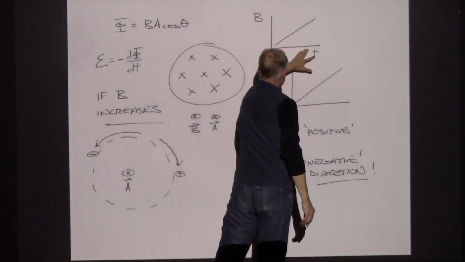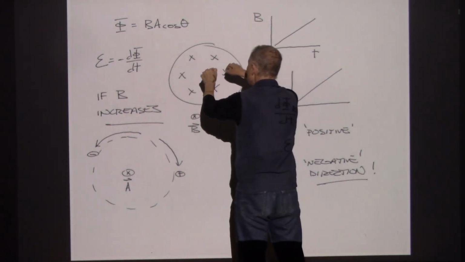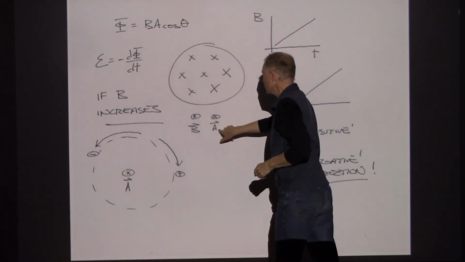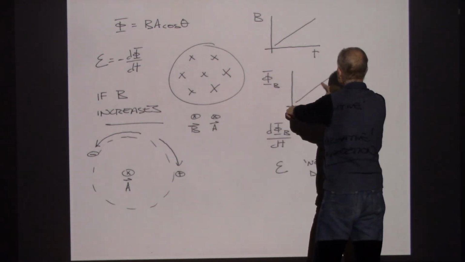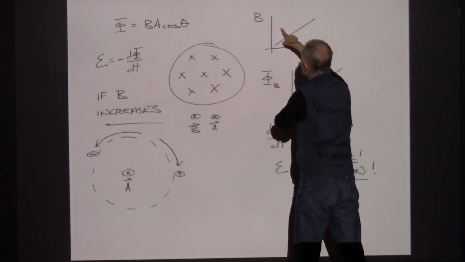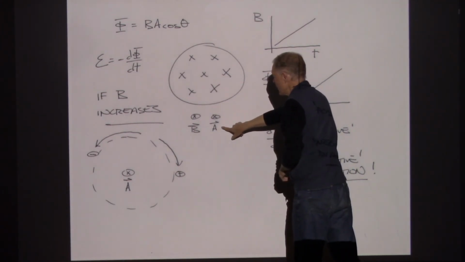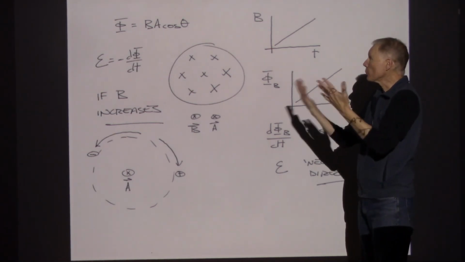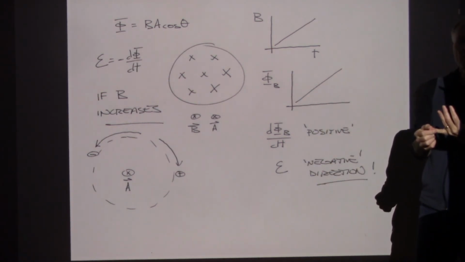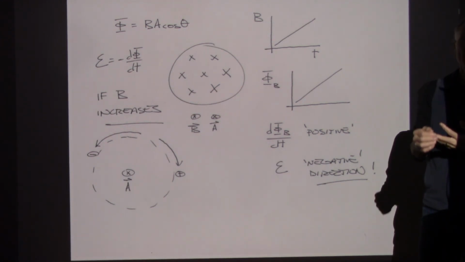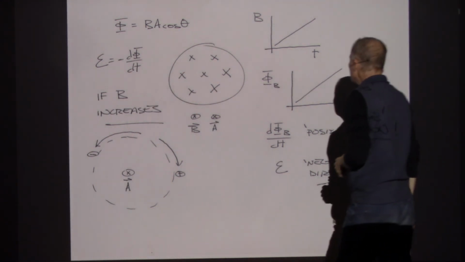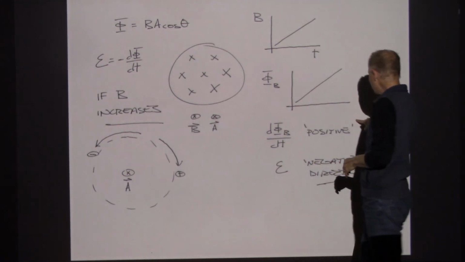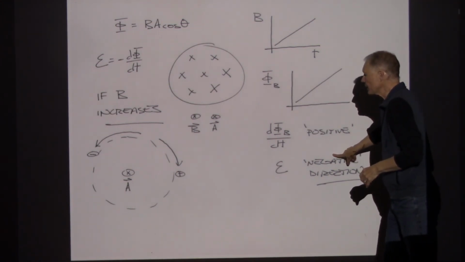So I'm going to do a B versus T graph. If I define the area vector to be in the same direction as the magnetic field vector, then what I can say is that the flux is also increasing. So as the magnetic field increases, the area is staying the same, but the flux will increase. Remember, the flux can increase or decrease either because the magnetic field is varying, the area is varying, or the angle between the two is varying. So the dΦ/dt is positive. I can see that's a positive slope. So the EMF will be in the negative direction.